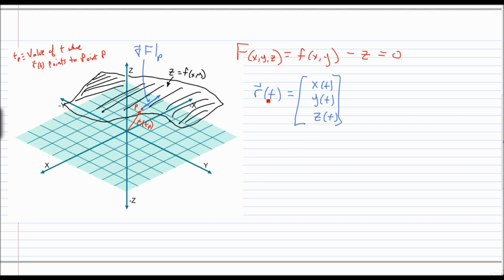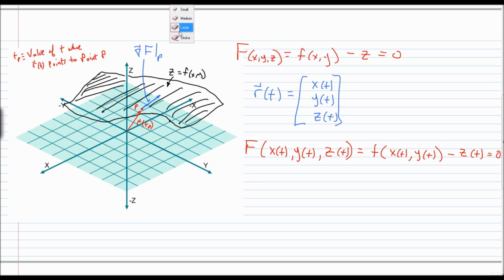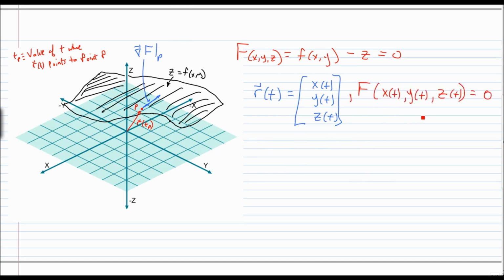If this position vector points to a point on this surface where x is a function of t, y is a function of t, and z is a function of t, then you can also write f, where f is a function of x, where x is a function of t, y, where y is a function of t, and z, where z is a function of t. So little f will be a function of x, which is a function of t, and y, which is a function of t, and z, which is also a function of t. Just to clean this up a little bit, I'm going to make some space here. I just moved this up to clean it up.